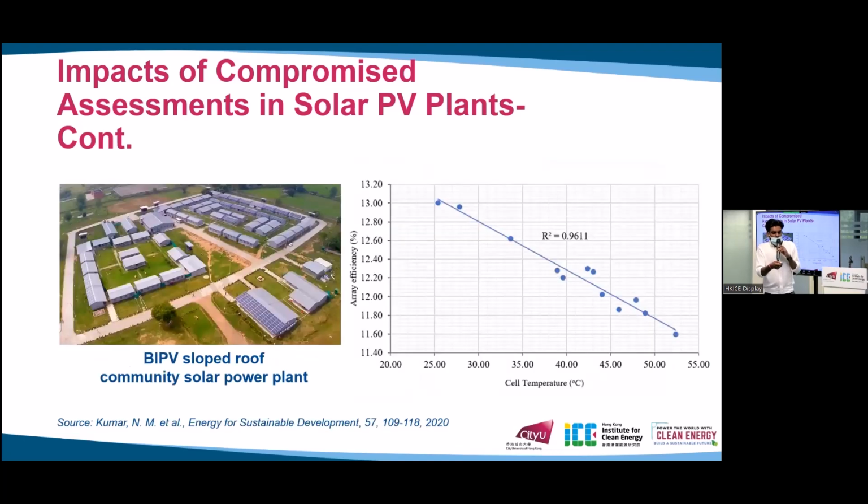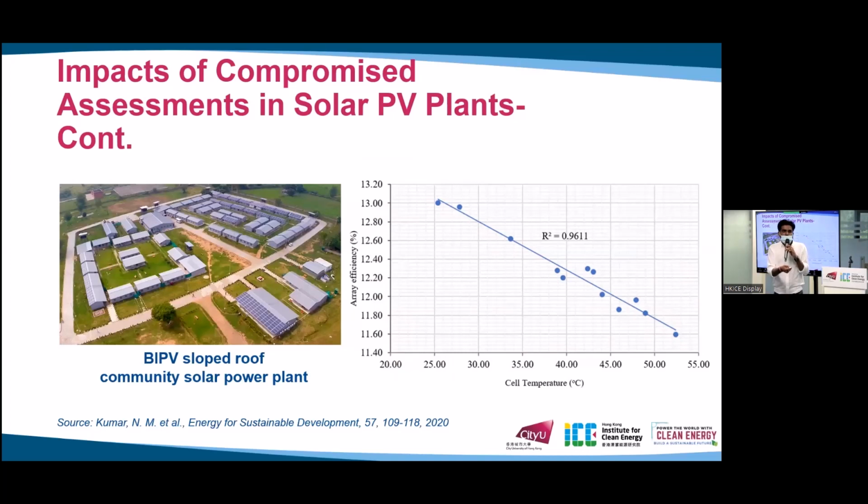And then we did another study on a BIPV slope-proof community solar power plant. So then what we did is we accounted exactly what is happening at a cell level, at an array level, in a PV array. Then what we saw is as the temperature increases from 20 degrees to 55 degrees, that means the cell temperature or module temperature is rising, the performance tries to drop.